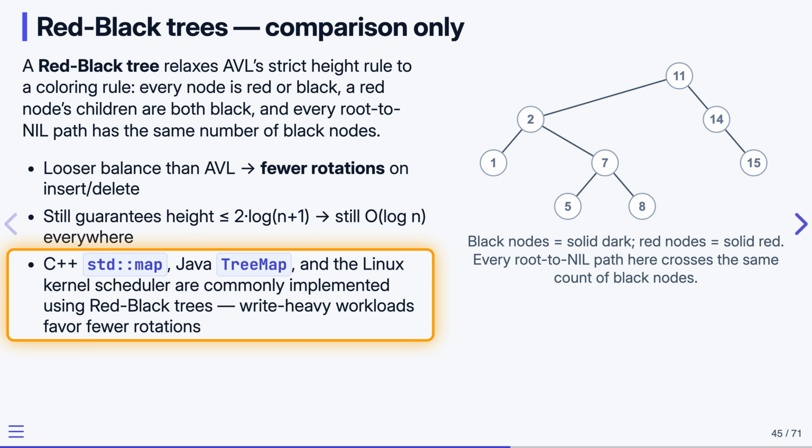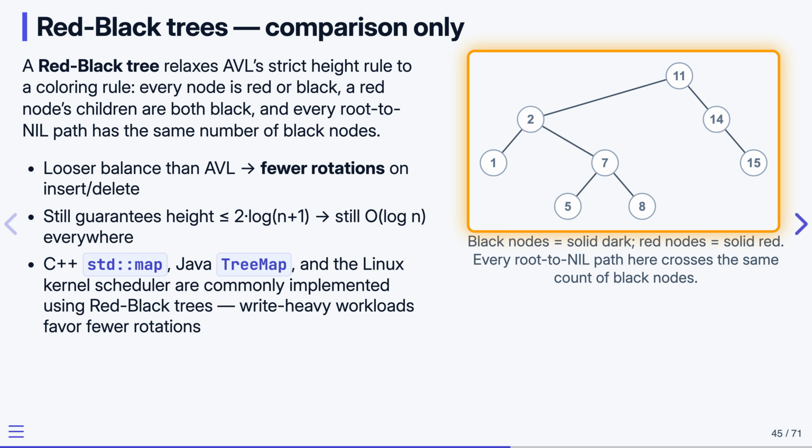This is why real libraries use it. The C++ standard map, Java's TreeMap, and the Linux scheduler are often built with red-black trees. Write-heavy code likes fewer rotations. In the picture, the dark nodes are black and the red nodes are red. Every path from the root to a null leaf here crosses the same count of black nodes.